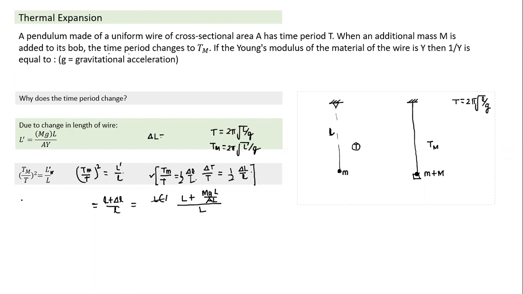So that is Tm by T whole square, and this expression is equal to 1 plus mg by Ay. So this was a very simple equation, and they found the value of y. What is the value of y? We can easily obtain it from this expression.